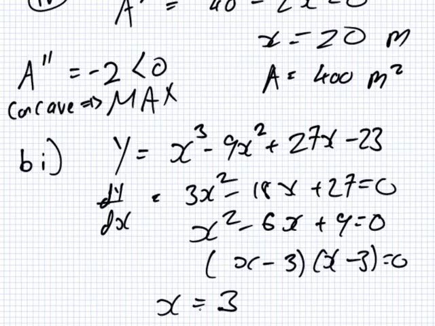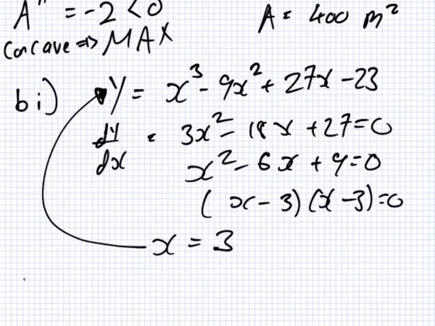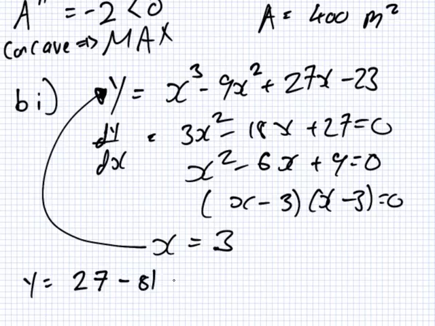Now, don't make this mistake. The x goes back into this one. So what's that? y equals 27 minus 81 plus 4... y equals 4.